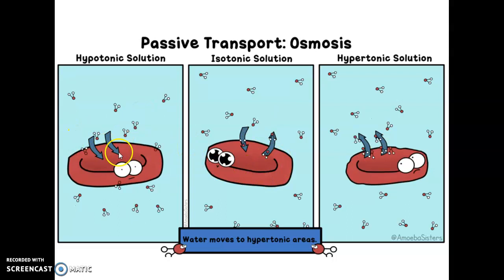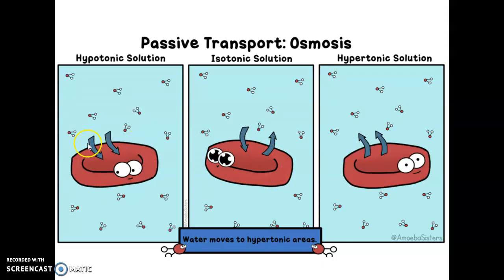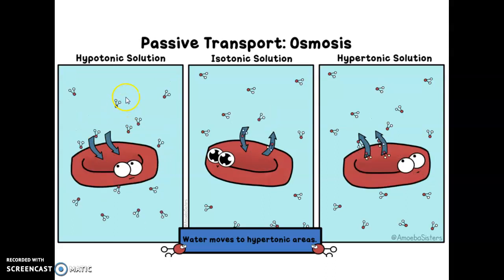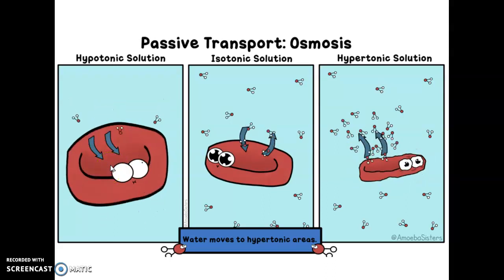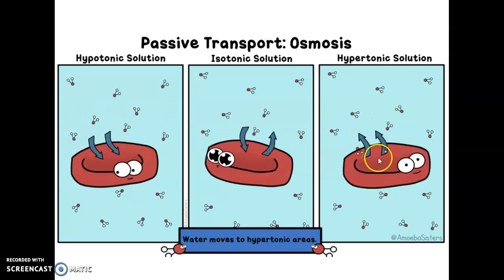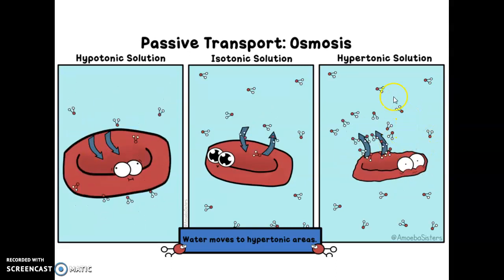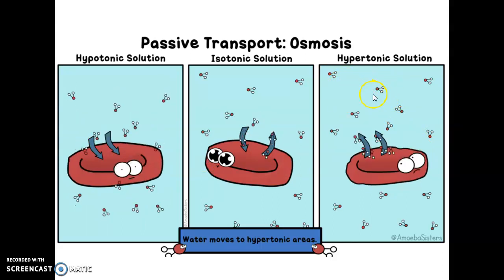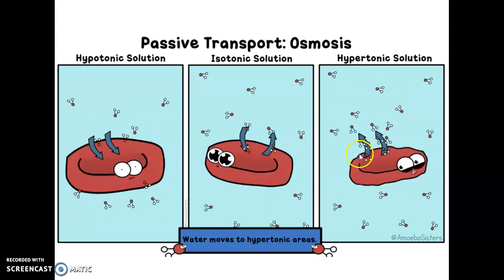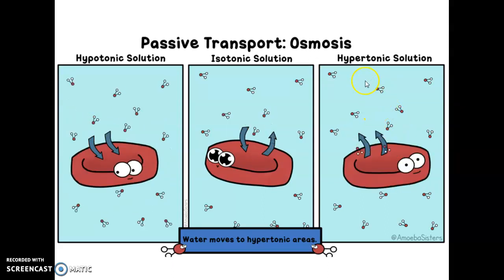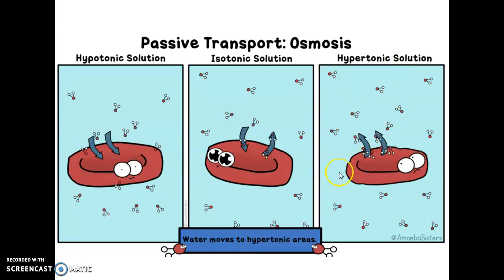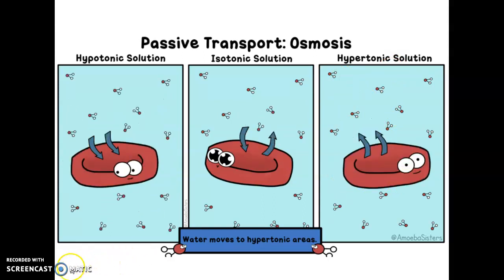On the left, we have more solute on the inside of the cell than on the outside. Because of this, the water is going to rush into the cell, and our cell's going to swell, and it might even burst. On the other hand, this solution has a lot more solute than the cell does. So we're going to see that the water is moving out of the cell to help dilute this environment. That results in our cell shrinking and shriveling, and it won't be able to carry oxygen anymore.